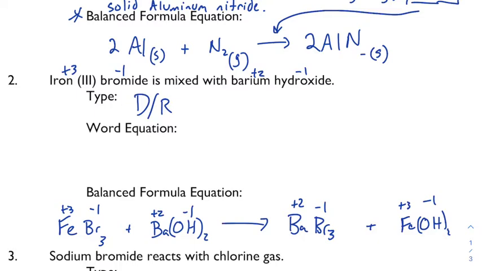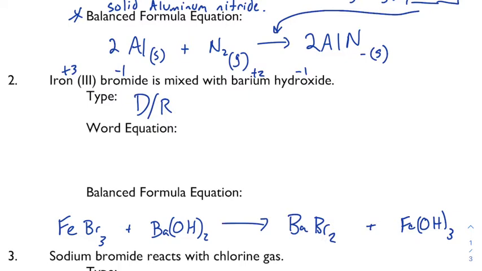So if we look at BaBr3, does that 3 need to be there? No, it should actually be a 2. Okay, and if we look at FeOH2, is it a 2 that's needed? No, it's actually a 3. Okay, now that we have that, I'm just going to erase the charges to clean this up a little bit.